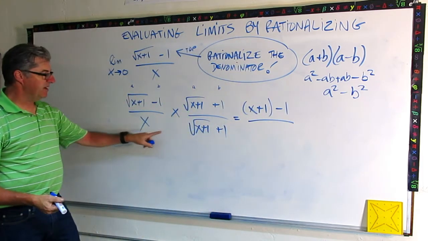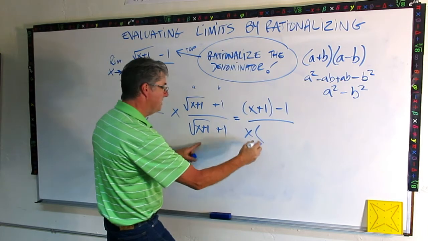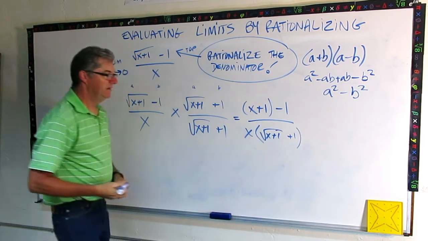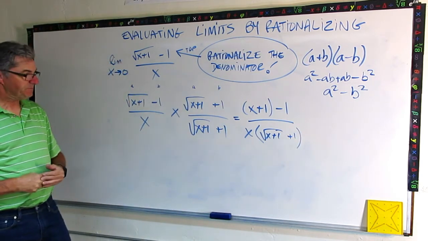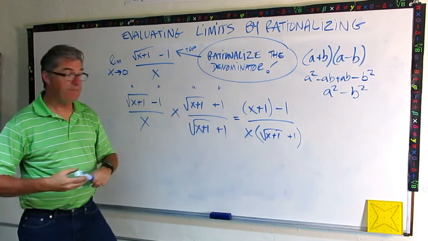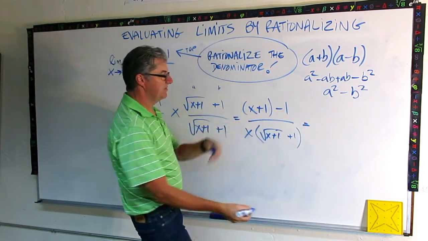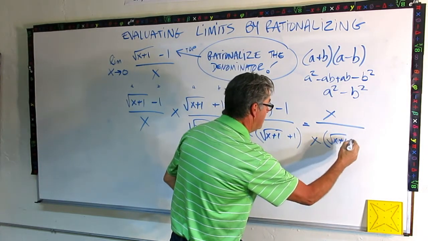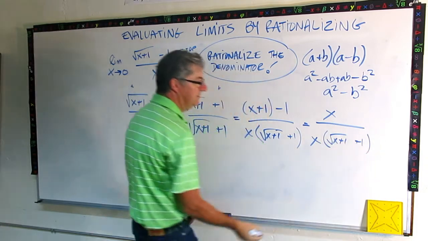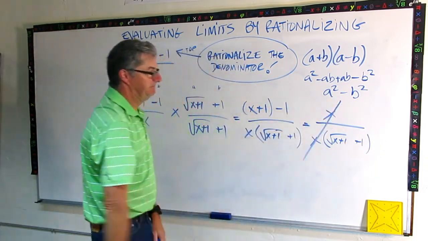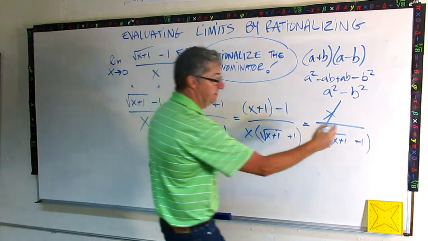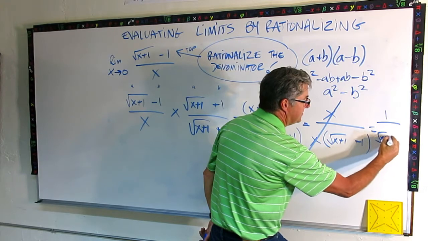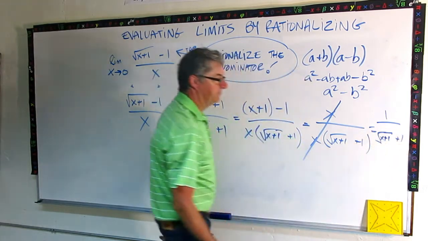Now in this one, I'm just going to bring it over and do x times the square root of x plus 1, plus 1. You're going to see why I do that in just a sec. Okay, so let's simplify the top. x plus 1 minus 1 is just x. And this is still x times the square root of x plus 1, plus 1. Now I can cancel. And this is going to help us a lot. So this ends up giving us the function of 1 over the square root of x plus 1, plus 1.